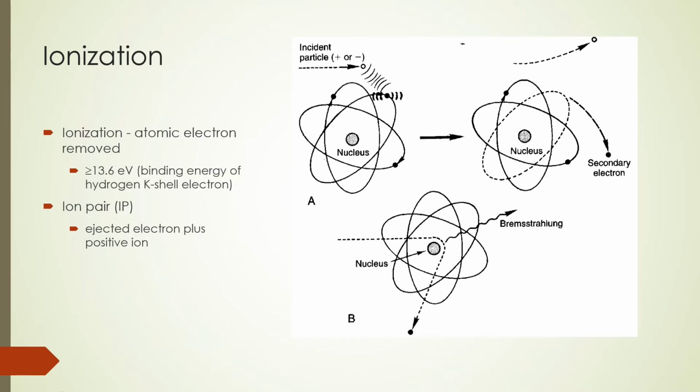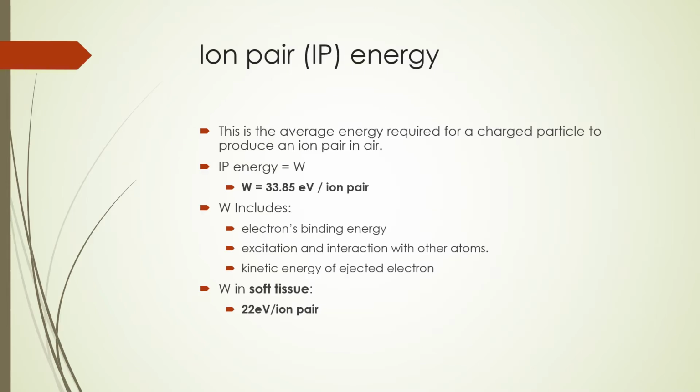The threshold for ionization is when the energy of the incident particle is at least 10 electron volts. Some places use the threshold of 13.6 electron volts, which is the binding energy of the electron in a hydrogen atom. After ionization, an ion pair is formed, consisting of the ejected electron and the positively charged ion. Ion pair energy is the average energy required for a charged particle to produce an ion pair in air. Ion pair energy is denoted by the letter W, where W is equal to 33.85 electron volts per ion pair.